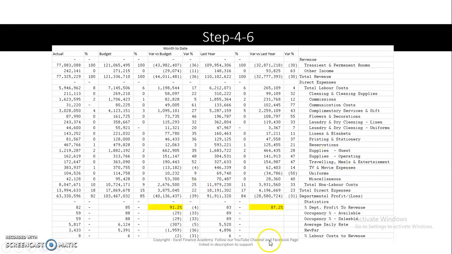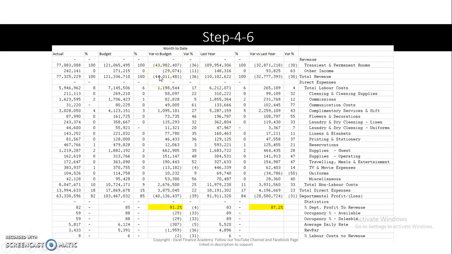Now, what are the steps? The first step that we learned in the previous video was that we analyze the revenue variance and the profit variance. In this case, the profit and revenue variance is negative.